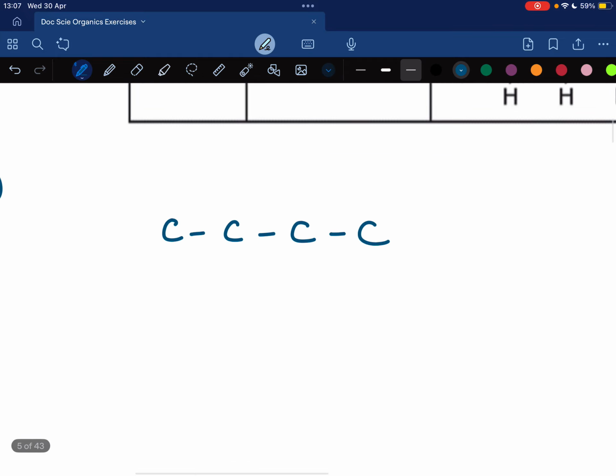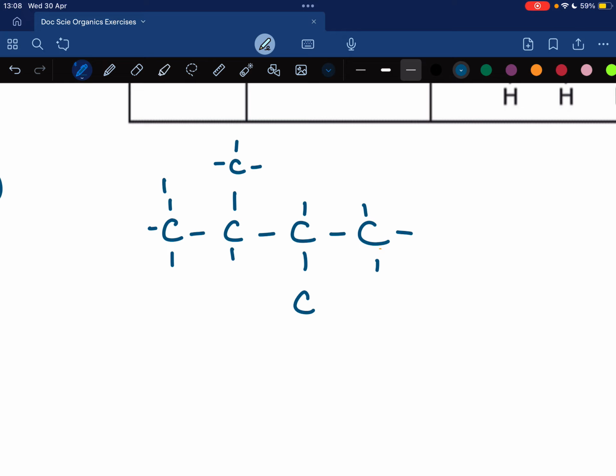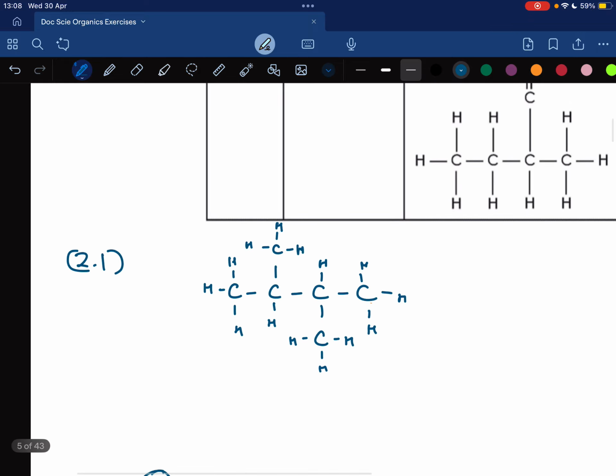Okay, so let's number it ourselves. 1, 2, 3, 4. So it's 2,3 dimethyl. So it's one methyl group, and then on the third one will be the second methyl group. Okay, they don't have to be in opposite directions. I just find that it's a bit easier to draw when you do it in opposite directions, but they can be in the same direction. But this is essentially what it would look like. Okay, just fill in all your H's. Okay, that would be the answer for 2.1.